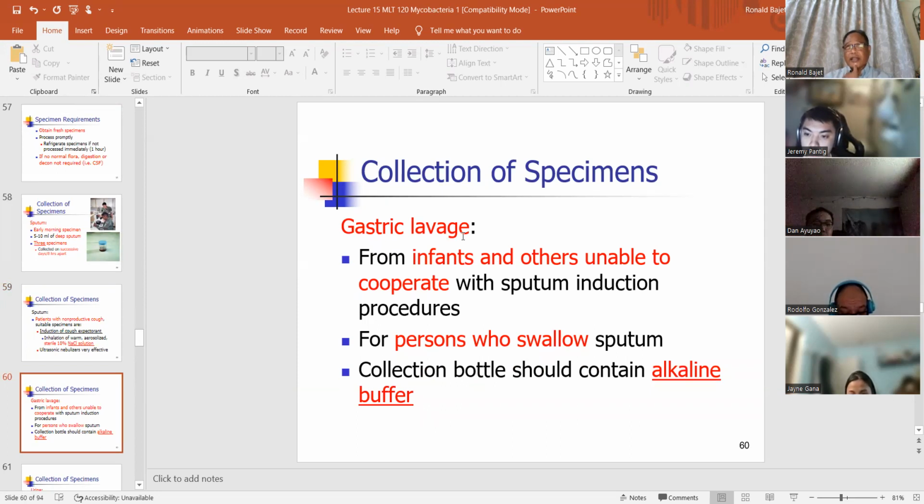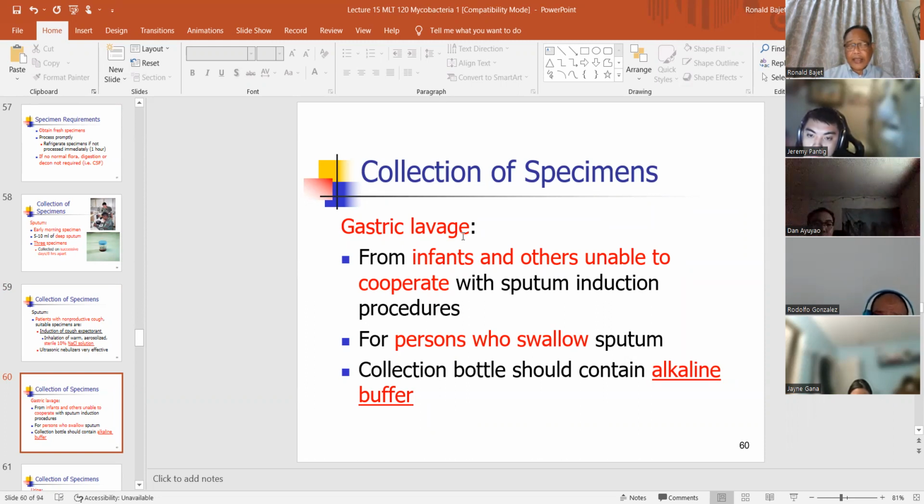A gastric lavage is when they put a tube down your esophagus and take gastric contents. That's called a gastric lavage. And you can get these from infants or others unable to cooperate with sputum induction. So if the sodium chloride doesn't work, then they'll go into your stomach and do a gastric lavage. For persons who swallow sputum, you will get the gastric lavage, and the collection bottle should contain alkaline buffer.